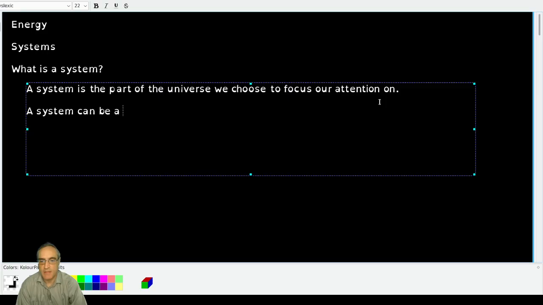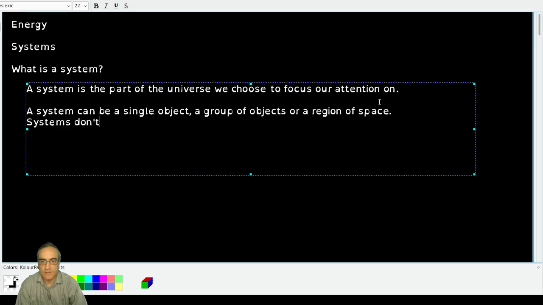A system can be a single object, a group of objects, or a region of space. Systems don't have a fixed boundary. They must continue to contain the same things that they have always contained. You can't start considering two objects and then halfway through change to just one. You have to keep considering both objects. But those objects can move far apart, so the boundary of the system can completely change its shape. It's very flexible.